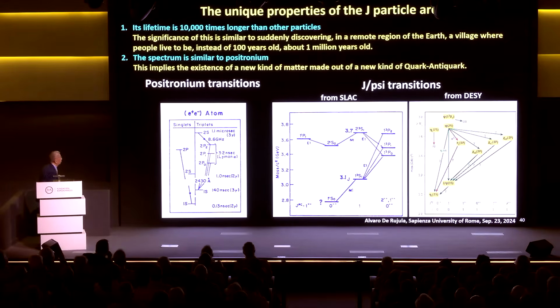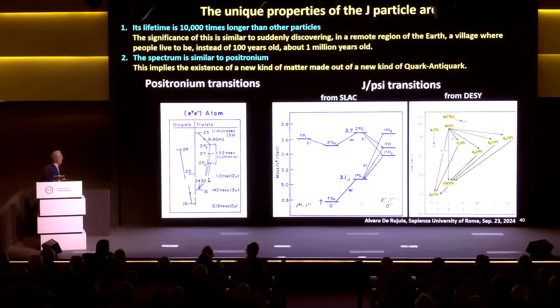The unique property of the J particle is that its lifetime is 10,000 times longer than other particles. The significance of this is similar to suddenly discovering, in a remote region on Earth, that people live not 100 years but 1 million years. That means something new has happened.